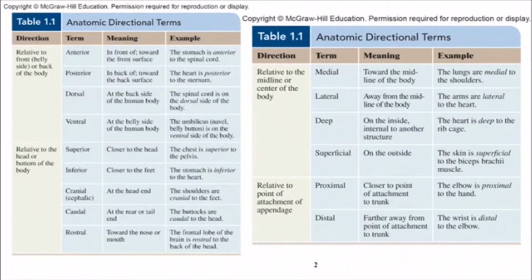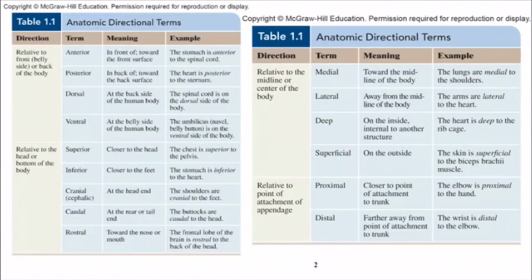Caudal and rostral we won't use as much. If you're a veterinarian or work with animals, you might hear that a little bit more, because as you go to walking on all fours, you now have different areas. Anterior is now going to be different than ventral, and you might refer to the caudal and the rostral with different types of animals. I mean, you could use it for humans, but we don't tend to see that as much as the other terms.